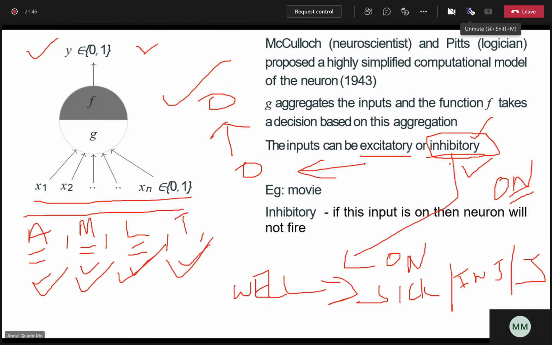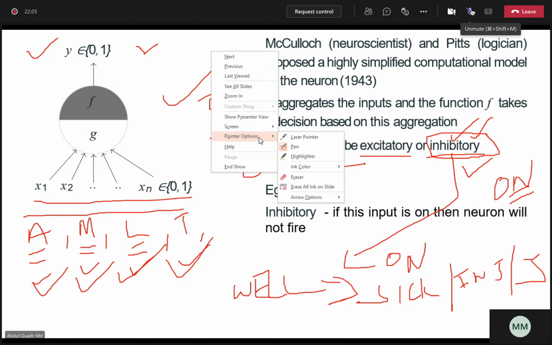Because I am sick. Whether the movie has come out, let it be my favorite actor, my favorite music, all the parameters that I want are satisfied, but today I am not well. I am not going to fire my neuron. That is called an inhibitory input.